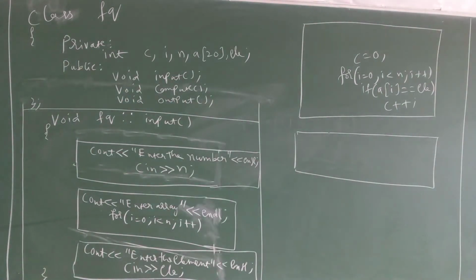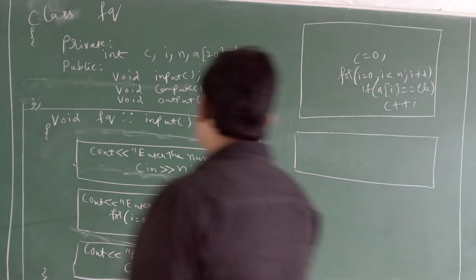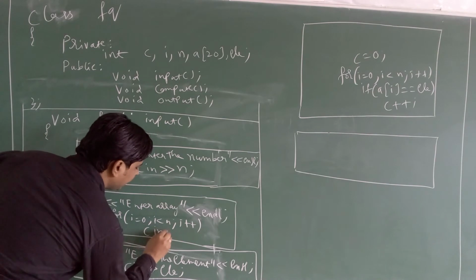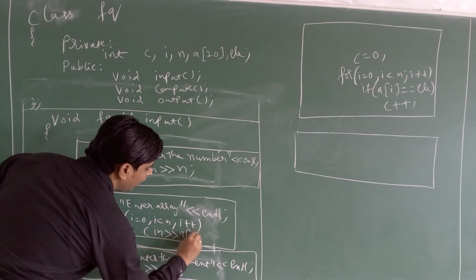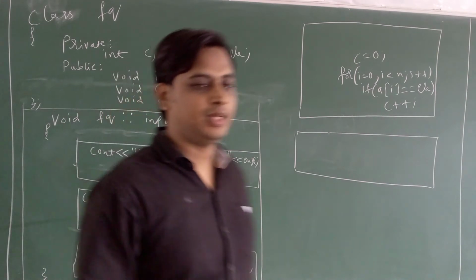Any doubts here? Did you understand how to take these inputs? First input, I will say cout, enter the number, cin N. Then the second input, for I equal to 0, I less than N, I plus plus, that is cin A of I. I'll zoom it, wait ma'am. I'll zoom that one.